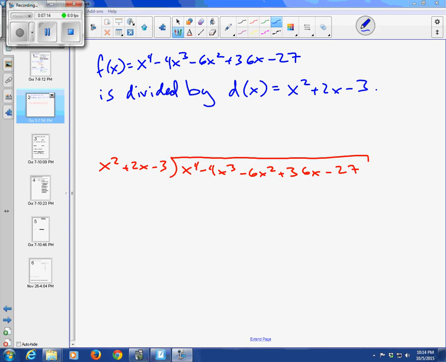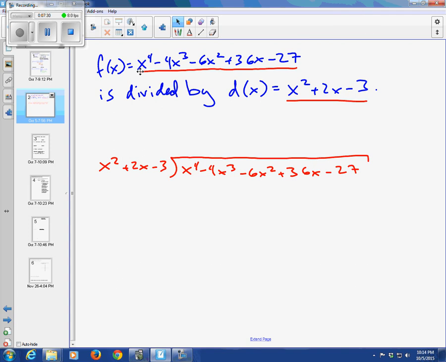Okay, so we can see that we're not missing any terms from our f of x, our dividend, and we're not missing any terms from our divisor, our d of x. So we can go ahead and just set up our polynomial long division and go to work. So again, we're concerned with lead terms in the dividend and the divisor, and what we're trying to do is cancel out the lead term in the dividend in each step of our polynomial long division. So first step is to recreate that term.